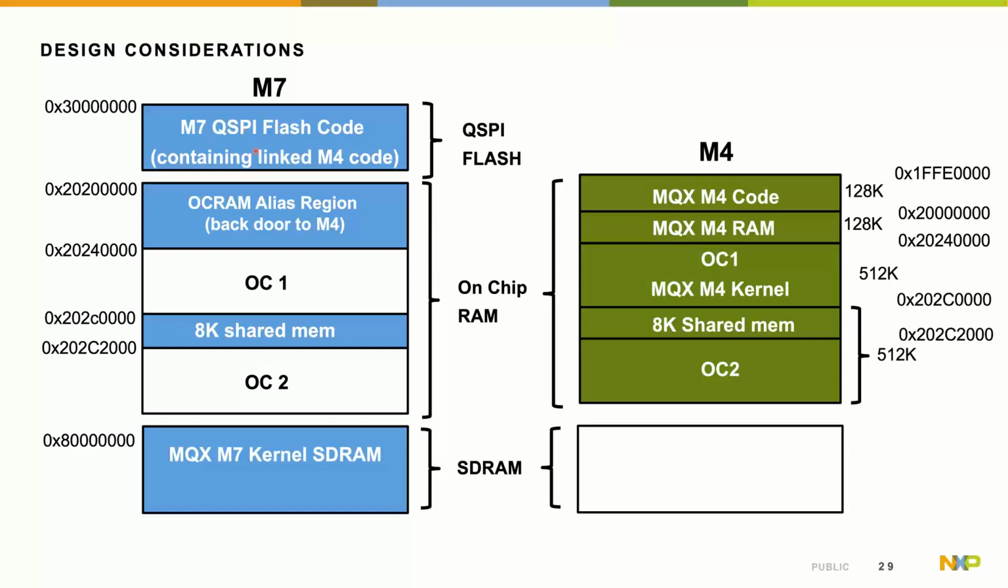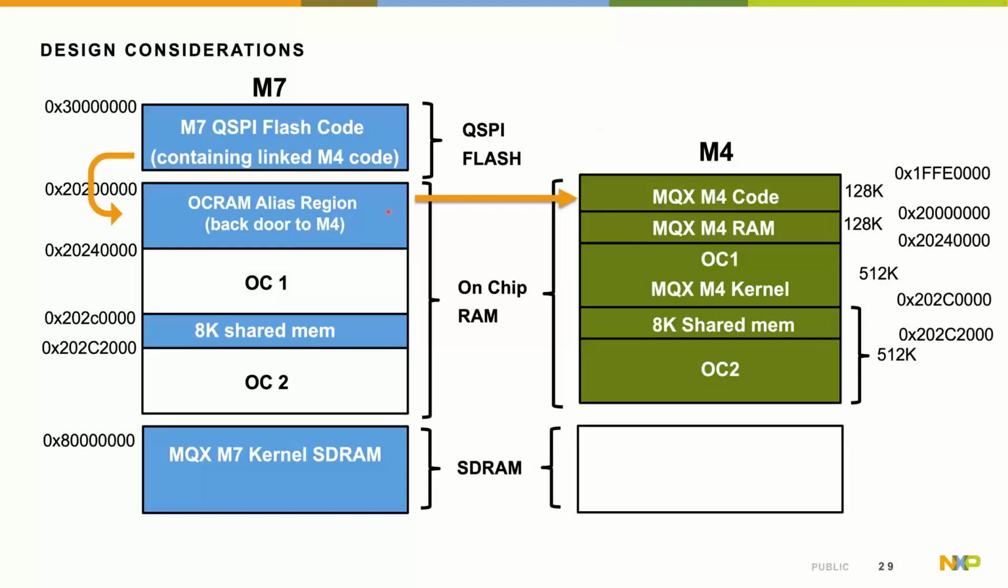And on boot up, you don't have to do anything about this. It happens automatically. In fact, it's before the application's even running. The M4 code is copied to an alias region in OC RAM. OC is on-chip RAM. And this acts as a backdoor to the M4 core. And so the code gets copied into this region. The M7 thinks it's in this memory address. And at boot up, the M4 is notified, and this code is made available to the M4. And it thinks it's running in a different memory space, but it's really mapped over to the exact same physical location where its code is running.